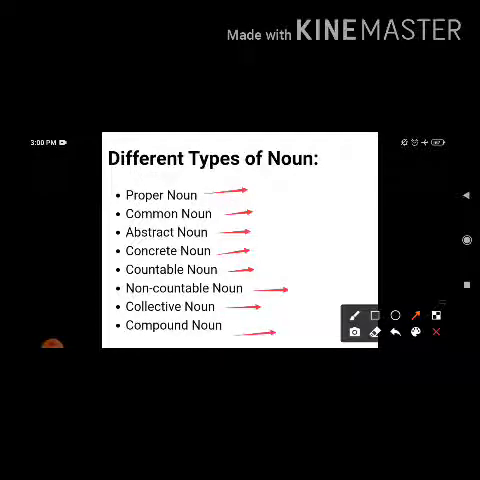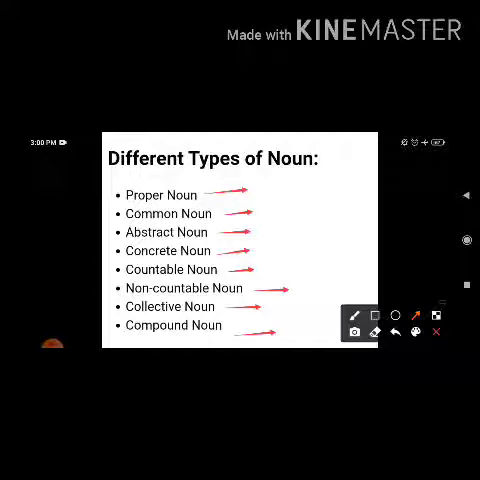Proper noun is the name of a proper place or thing, right? Common nouns are the names of the common things you see around. Abstract nouns are the names of the things which you can't see or touch, but there is a name for those things. And concrete noun is the opposite of abstract noun, which you can see and touch. Countable nouns are the names of the things which we can count, for example, apples and balls. Non-countable nouns are the names of things which you can't count.